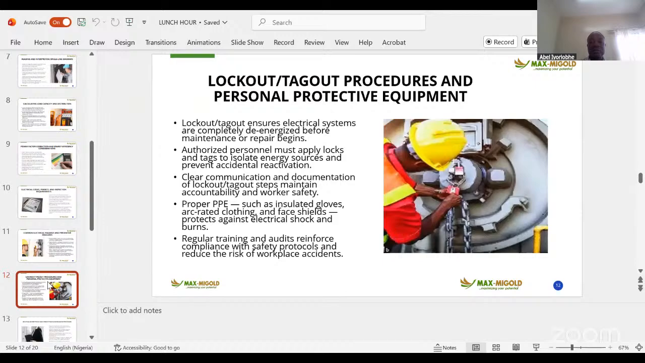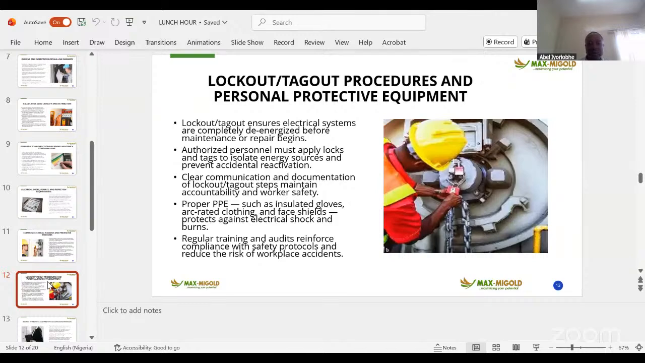Lockout and tagout procedures and personal protective equipment. What do you mean by lockout and tagout? These are what you do when you're carrying out major maintenance on electrical equipment so that your safety can be guaranteed and there will not be a breach somewhere. Lockout and tagout ensures electrical systems are completely de-energized before maintenance or repair begins.